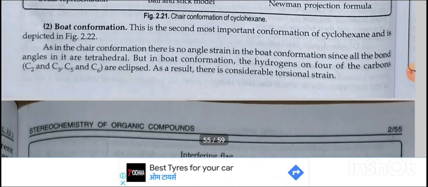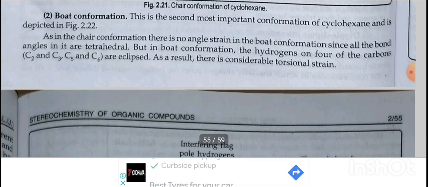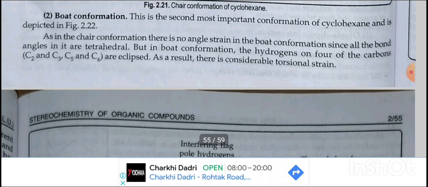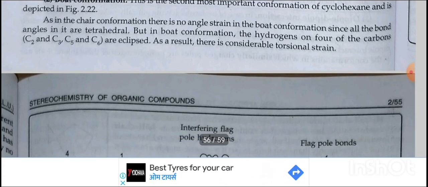Boat conformation. This is the second important conformation of cyclohexane and is depicted in figure 2.22. As in chair conformation, there is no angle strain in boat conformation since all bond angles are tetrahedral, but in boat conformation, the hydrogens on 4 carbon atoms are eclipsed. As a result, there is considerable torsional strain.